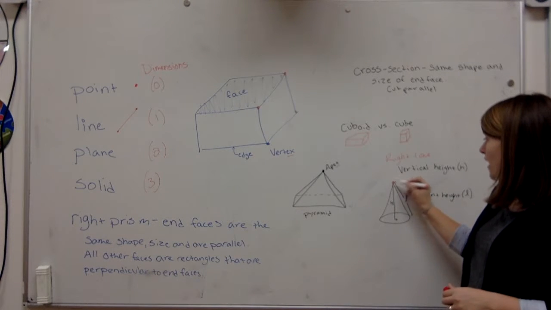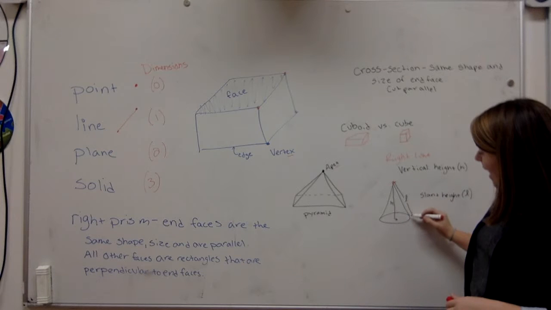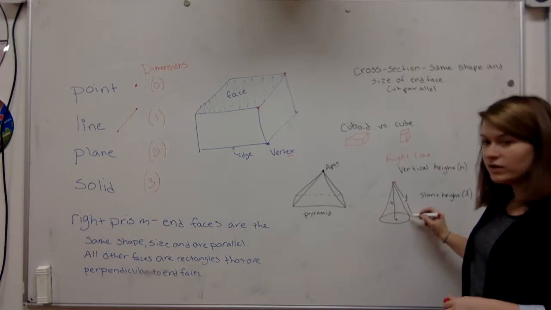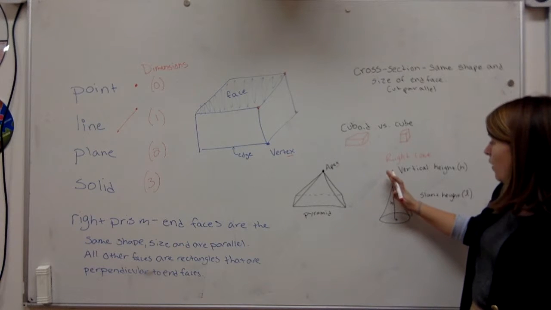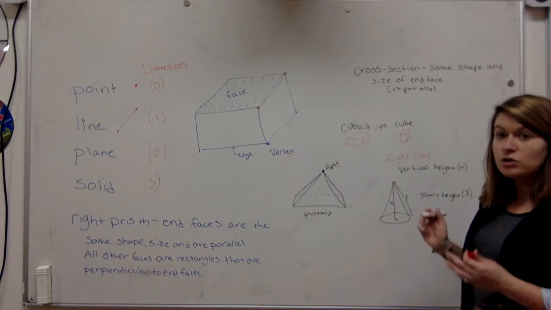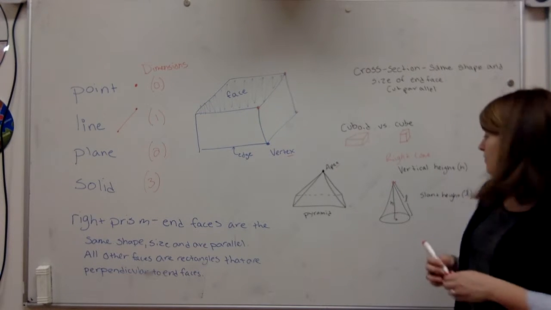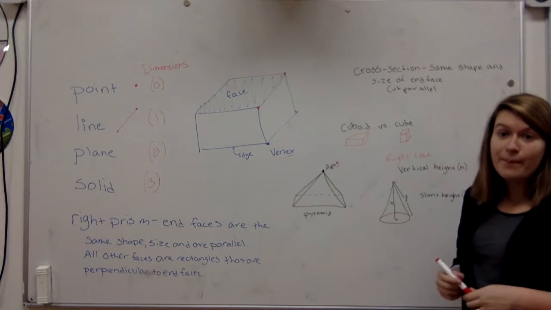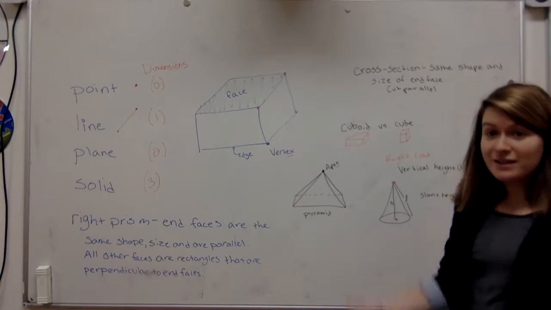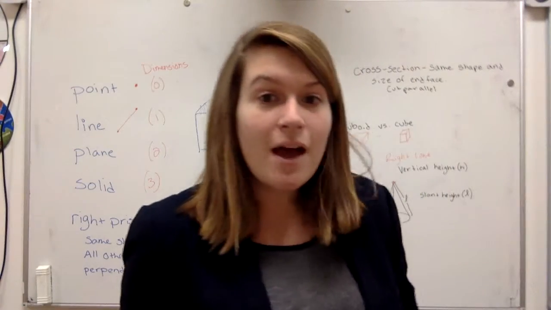And likewise, if we go from the apex to any point around the circumference of the base, we get the slant height. That will tell us how long this slanted side is. Those are two different measurements because, as you can see, they make this triangle where the slant height would be the hypotenuse. So lots of fun vocab, lots of new shapes.